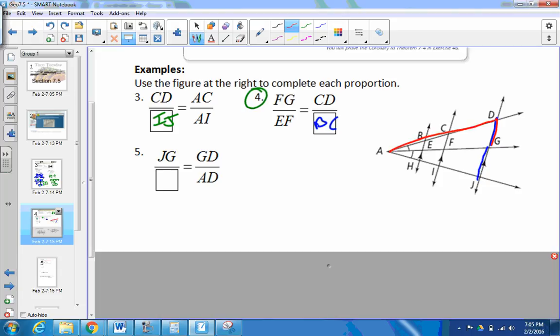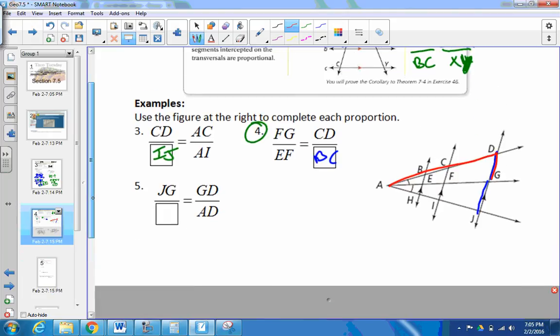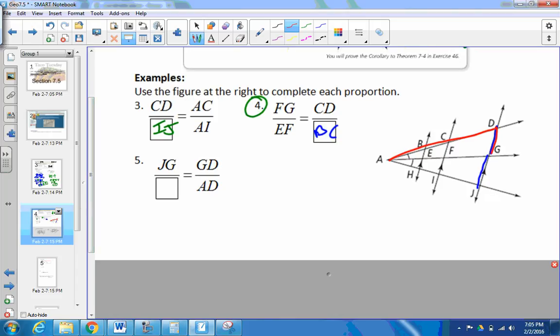Now, I don't know that this one would work, just because of what parallel lines we have. This does not come straight from our thing. But if we want to look at this, then the corresponding part would be AJ right here. All right.